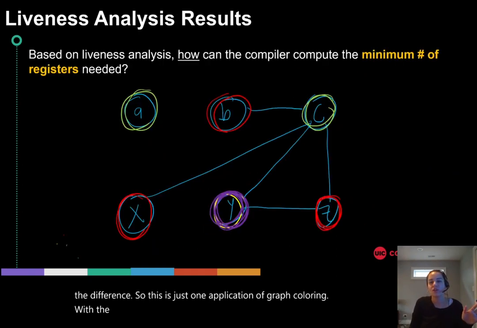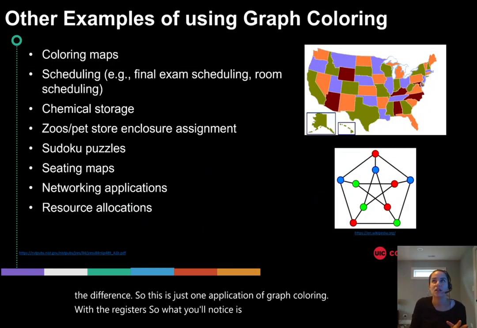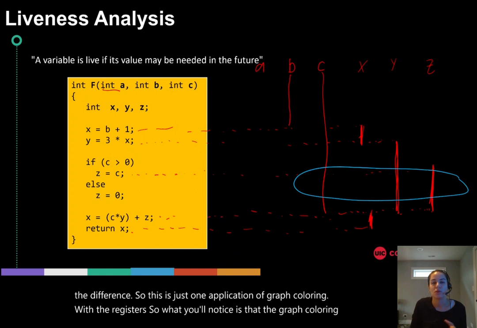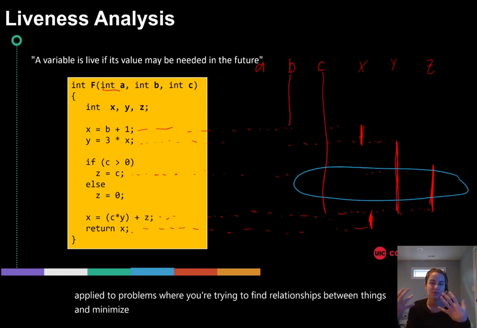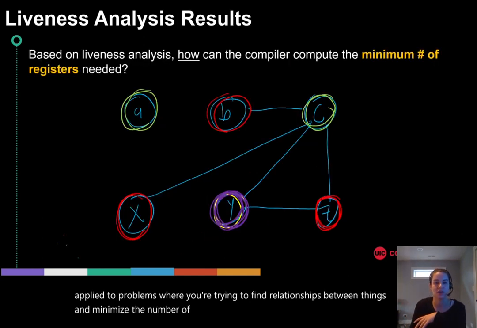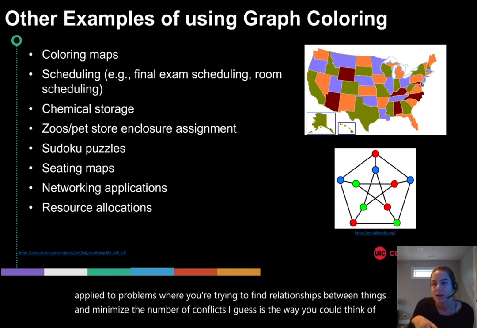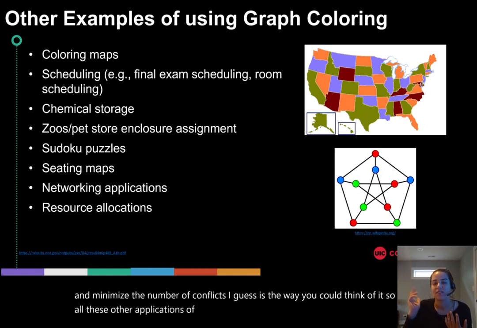So what you'll notice is that graph coloring is often applied to problems where you're trying to find relationships between things and minimize the number of conflicts, I guess is the way you could think of it. So all these other applications of graph coloring have that same nature.